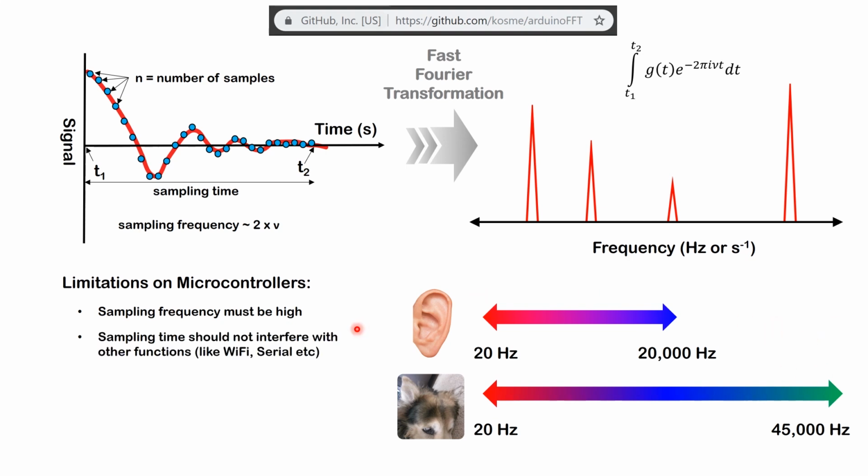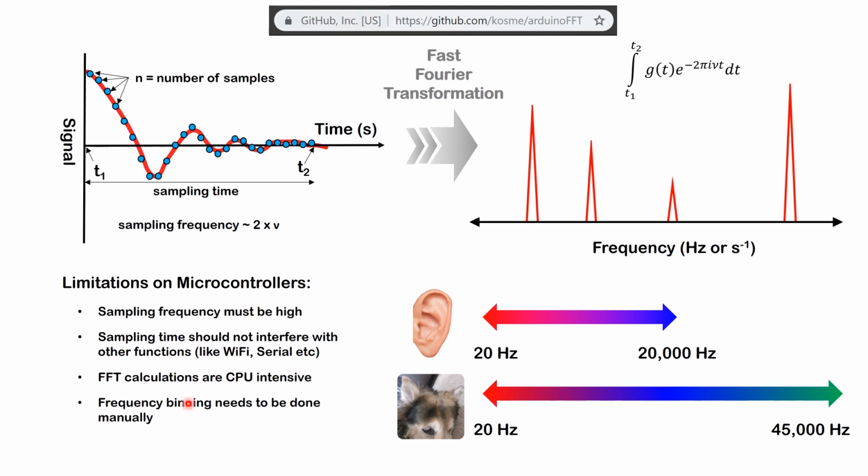And then the sampling time should not interfere with other functions like Wi-Fi, serial, and other things that a microcontroller does. Fast Fourier transformation calculations are CPU intensive, so you would want to use a much faster microcontroller, and frequency binning needs to be done manually. That means if you want to put it into different bins, you read all these values, put them into bins, and then you can do any kind of processing.